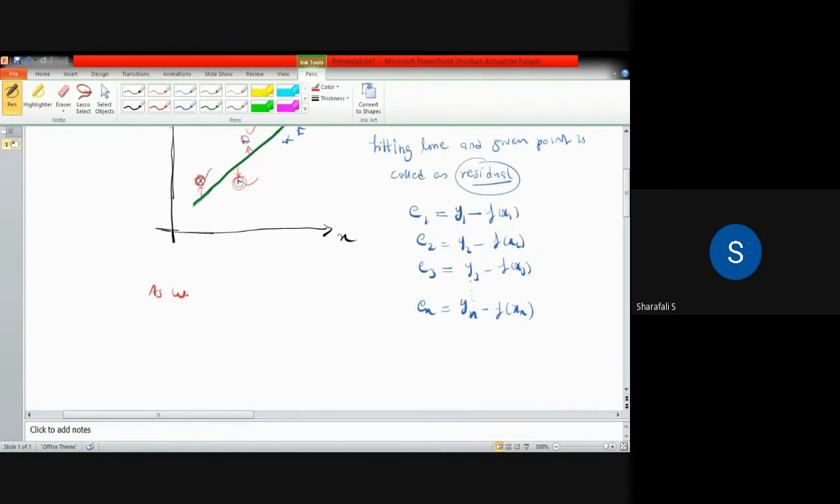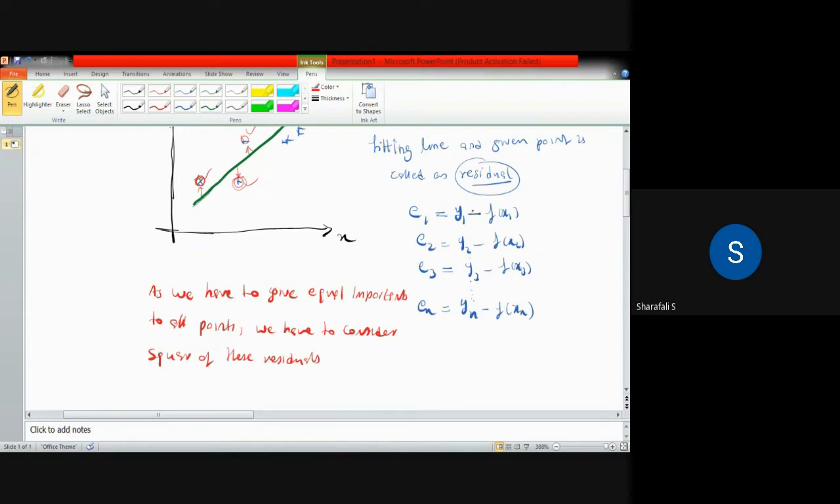As we have to give equal importance to all points, we have to consider the square of these residuals.